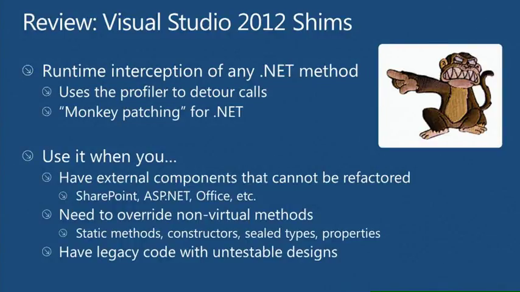So if you have these external components that cannot be refactored, we've got ASP.NET things, we have HTTP contexts, all these other things. This is a great place to use these. We have non-virtual methods. We have statics or constructors or sealed types, other things we need to replace. Because with shims, I can get into the constructor. I can even get into the static constructor. I can get into some very ugly places in the code. That's pretty cool. Properties I showed you. We can even get into events. And if you have legacy code or code you're not allowed to test with untestable designs, this is a great way to get the system under test.